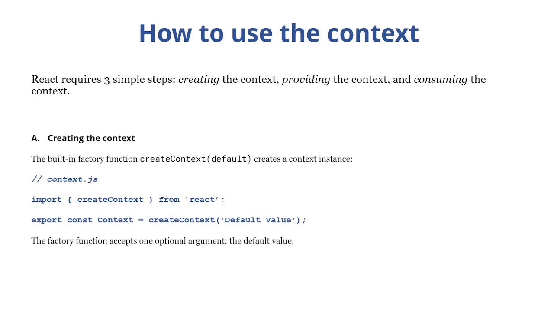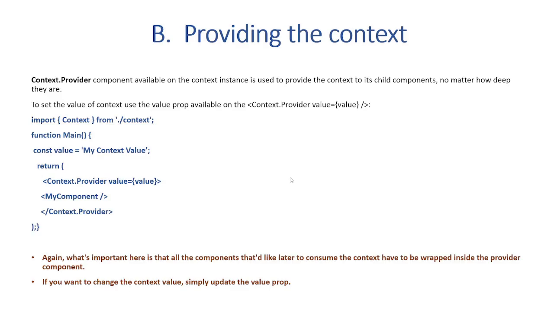For creating the context, React has provided a built-in factory function called createContext. You just need to import it and provide a default value to it, as it accepts one optional argument, the default value. Providing the context, you have to wrap your component which requires the context in a Context.Provider component, and this context value you have to pass it to.